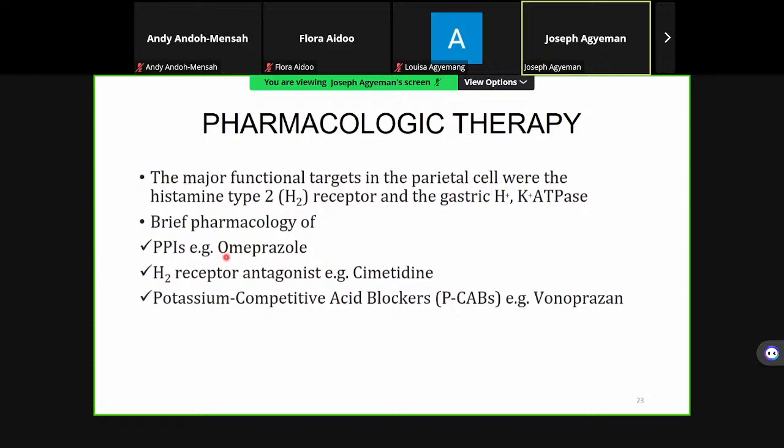These PPIs are principally metabolized by the cytochrome C19 and the 3A4 subtypes. I'm talking a lot of pharmacokinetics today, but forgive me. These are metabolized by the cytochrome C19, the principal enzyme that metabolizes the PPIs, and to a lesser extent, the 3A4 subtype.